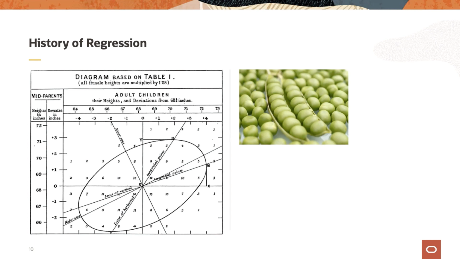So instead of only the larger getting larger and the smaller getting smaller, he noticed that there was no correlation between the size of the daughters and the parents, but there was a correlation between the size of the daughters and the grandparents. He called that a regression to the mean, the regression to the size of the average of your family.